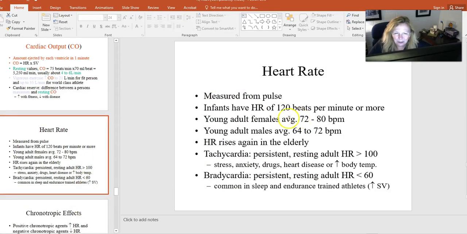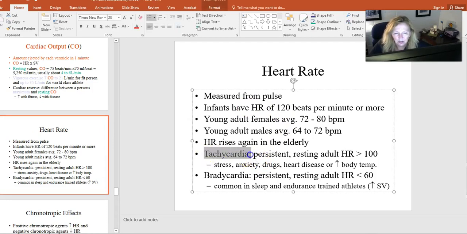Again, we talked about adults, and saying that children have higher beats per minute makes sense because children have a smaller stroke volume, so the heart has to beat more often. That really makes sense. These are the two terms that I needed you to know.